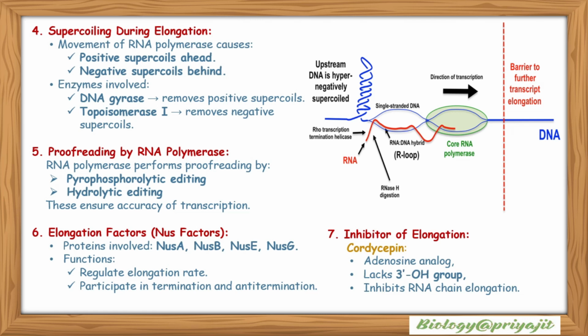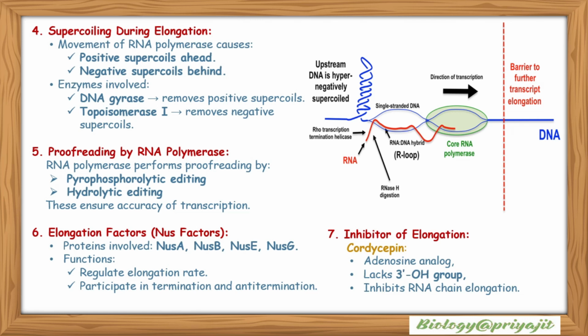So supercoiling occurs during elongation. Movement of RNA polymerase causes positive supercoils ahead and negative supercoils behind. What enzymes are involved? We know that DNA gyrase removes positive supercoils and topoisomerase removes negative supercoils. Proofreading: RNA polymerase performs proofreading by pyrophosphorolytic editing and hydrolytic editing. These ensure accuracy of transcription. Elongation factors are proteins involved, namely NusA, NusB, NusE and NusG. They regulate elongation rate, and they participate in termination and anti-termination.